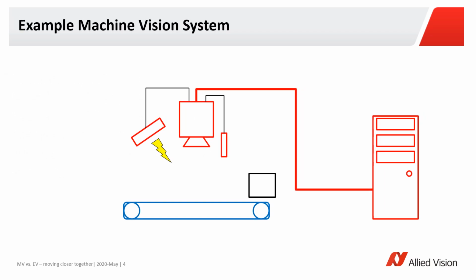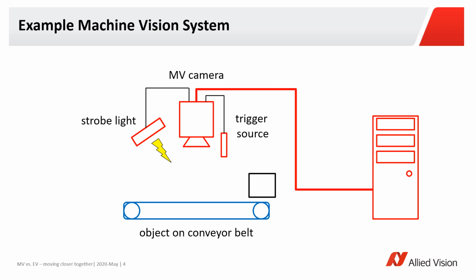Here we see a typical, very schematic view of a machine vision system. We have some kind of object on a conveyor belt that needs to be analyzed, some kind of light source, a machine vision camera, a trigger source. The camera is connected via a long cable to a host PC system where the image processing finally takes place. So the object moves on the conveyor belt, gets recognized by the trigger source, which triggers the exposure in the camera. The camera gives a signal to the strobe light to strobe, and the image is then transferred to the host PC system for processing.